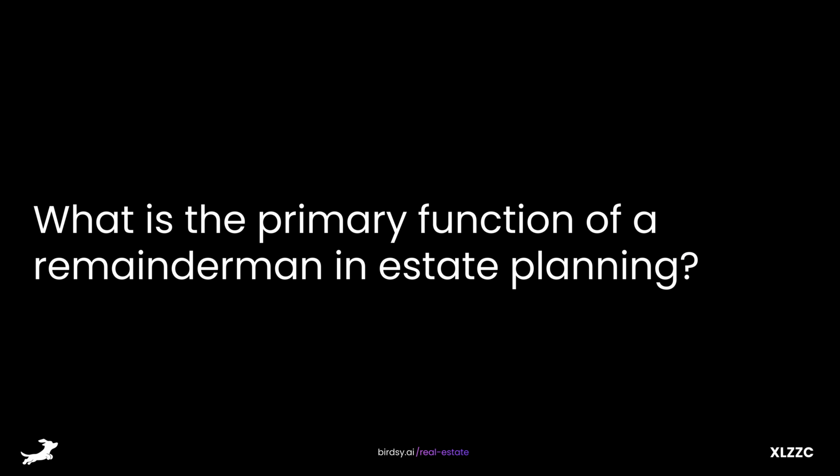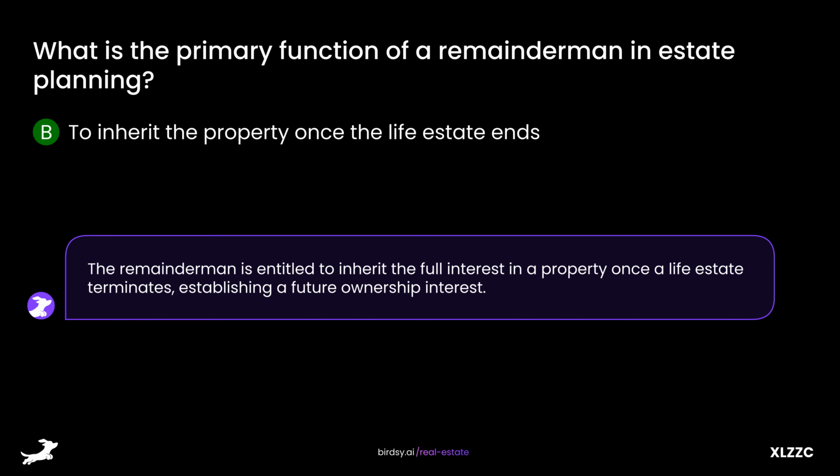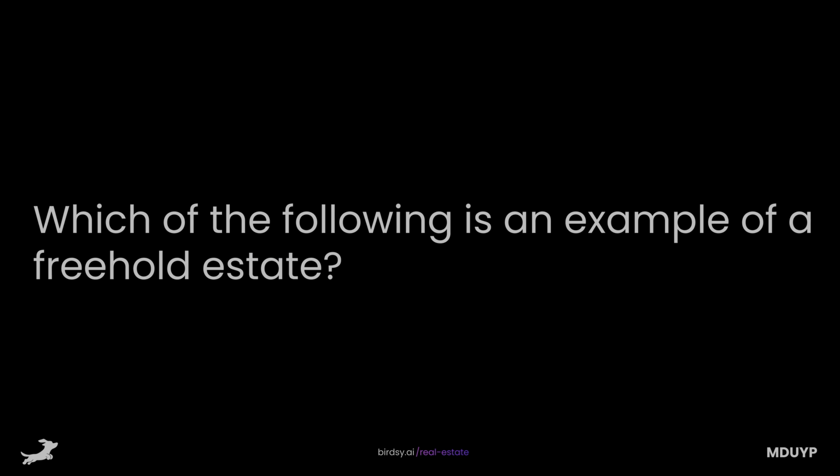What is the primary function of a remainderman in estate planning? Is it A, to occupy the property during the life estate, B, to inherit the property once the life estate ends, C, to manage the property throughout the lease, or D, to pay taxes on the property during the life estate? The answer is B, to inherit the property once the life estate ends. The remainderman is entitled to inherit the full interest in a property once a life estate terminates, establishing a future ownership interest. Which of the following is an example of a freehold estate?